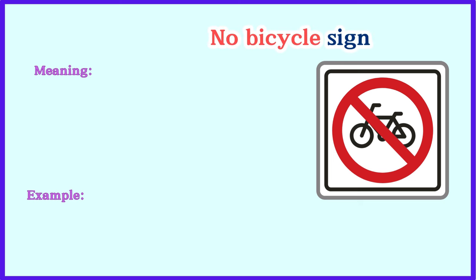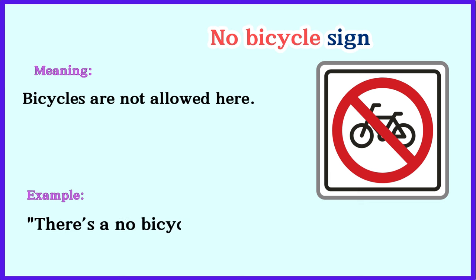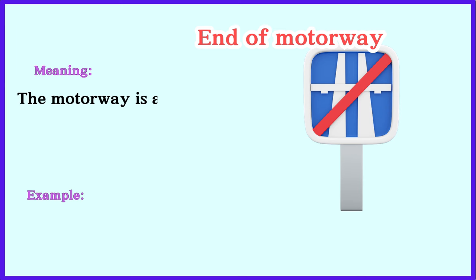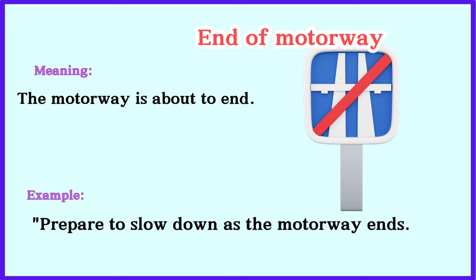No bicycles sign. Meaning, bicycles are not allowed here. Example, there's a no bicycles sign on this highway. End of motorway sign. Meaning, the motorway is about to end. Example, prepare to slow down as the motorway ends.